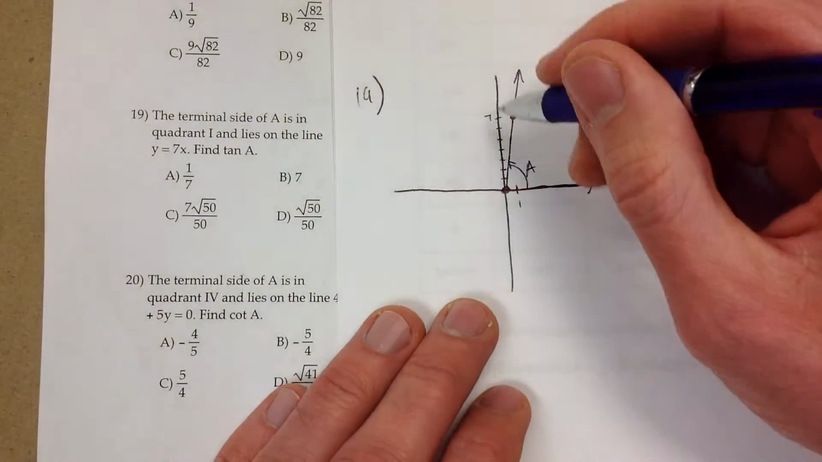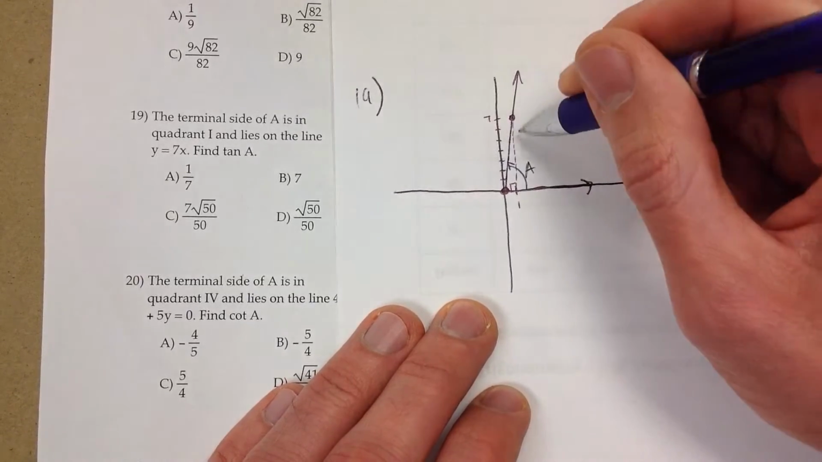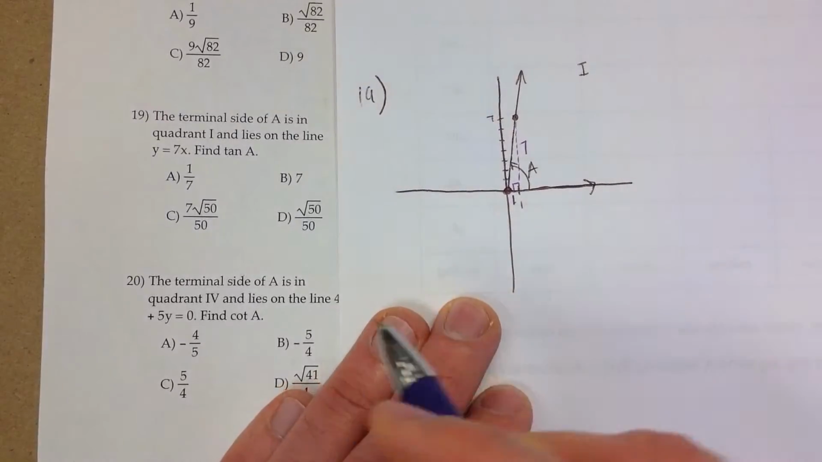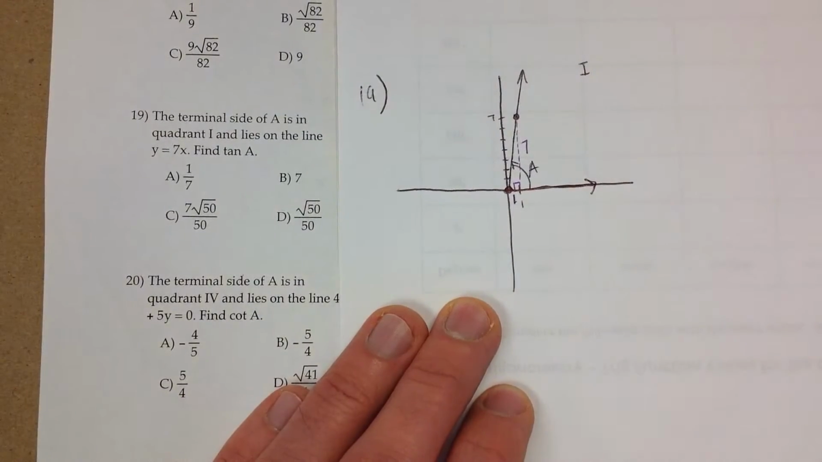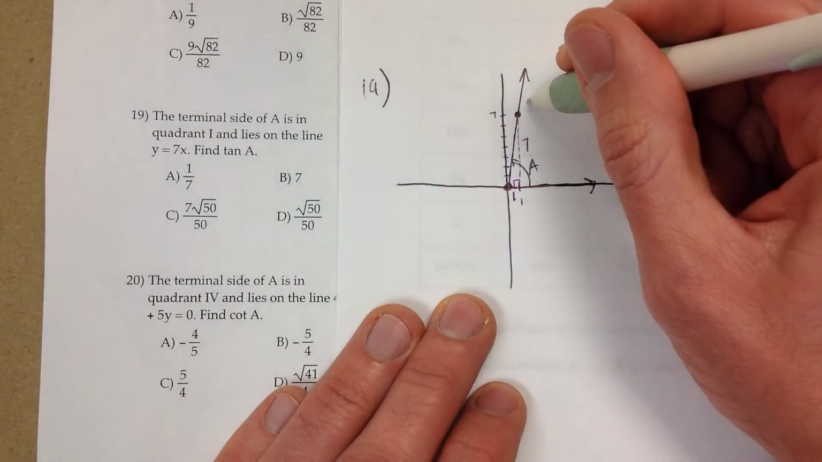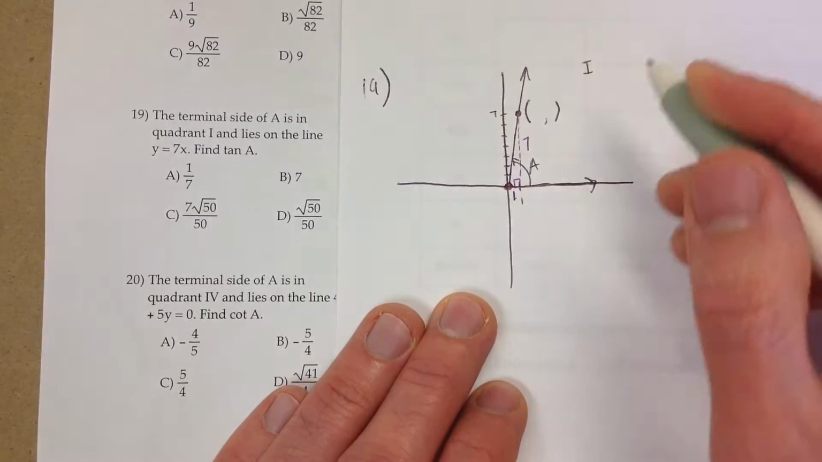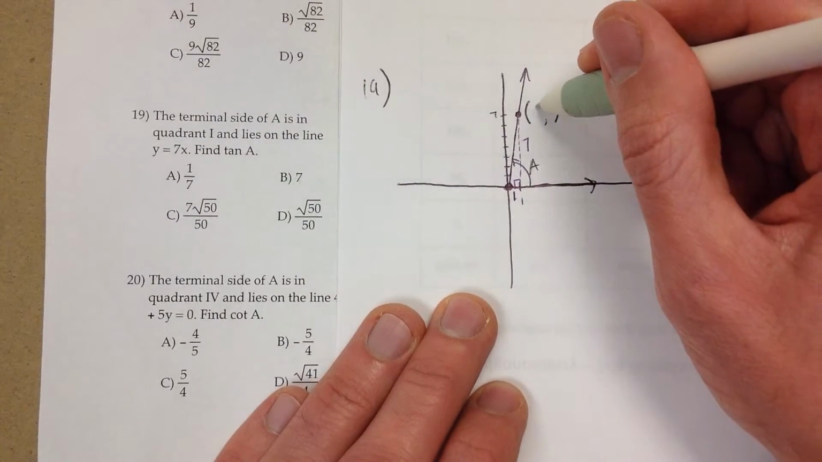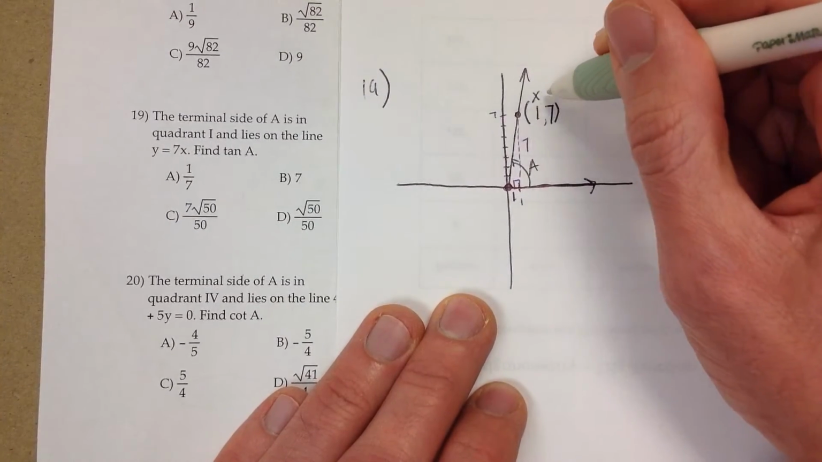This is still about right triangles. If it helps you, feel free to draw the right triangle. You can label this 7. You can label this 1. And since we're finding tangent, we don't even need r. Sweet. Like I said, you don't even need to graph it. You can just find a point on the line. Someone say what point this is, please. 1,7. There you go. So that's your x and that's your y.